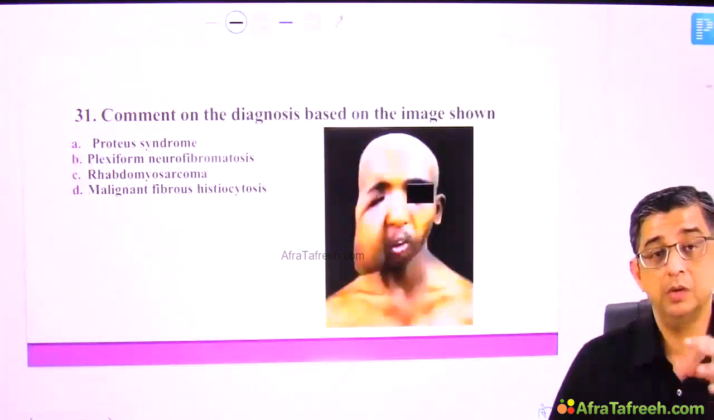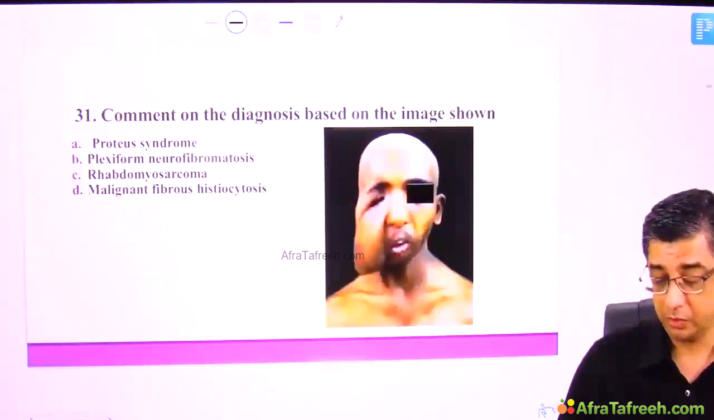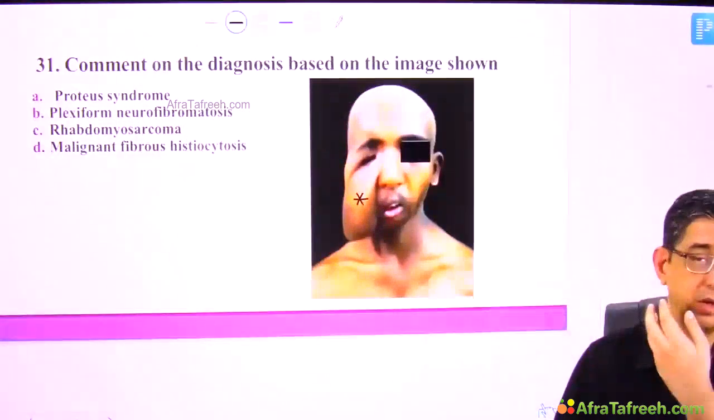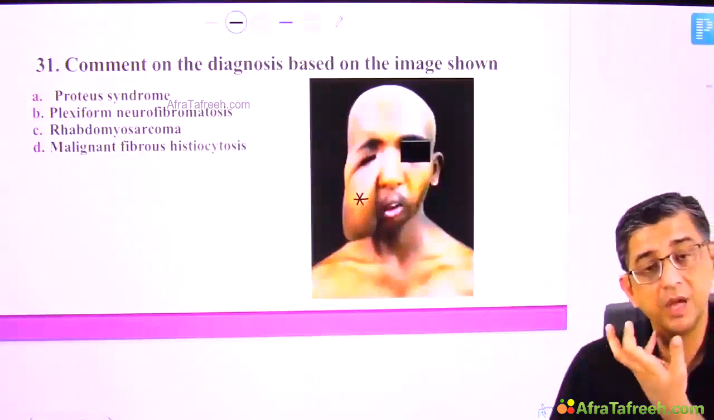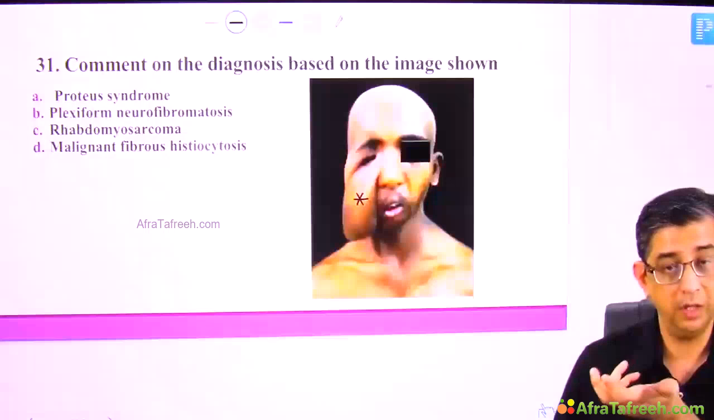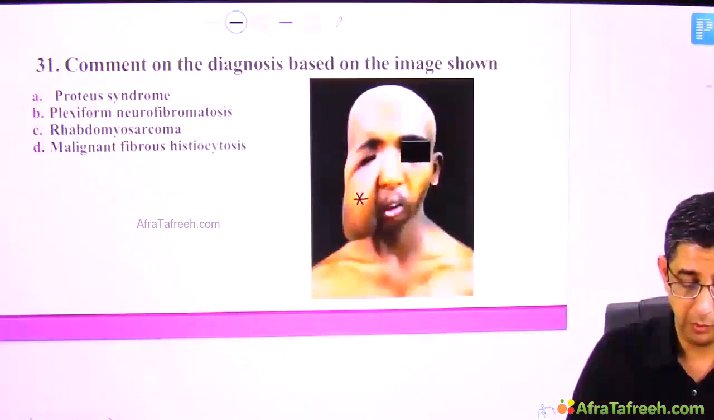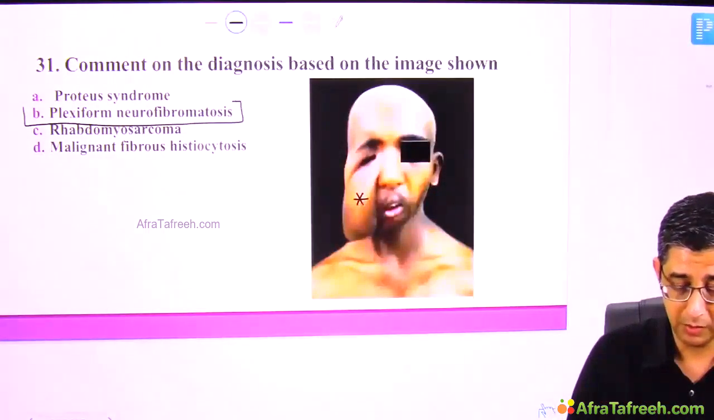The next question talks about a diagnosis on the basis of the image shown. You can see a malformation. Literally, there is a mass which is hanging from one side of the face. No, it is not a lipoma. This would be a plexiform neurofibroma. This can be a short case in surgery for you as well.